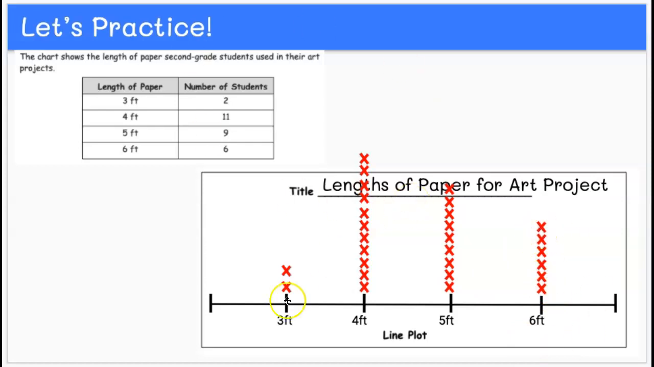Now, from this information, I can easily see that most students use 4-foot paper, and the least amount of students use 3-foot paper, because I clearly have more X's for 4 feet than any other one, and I clearly have less for 3 feet.